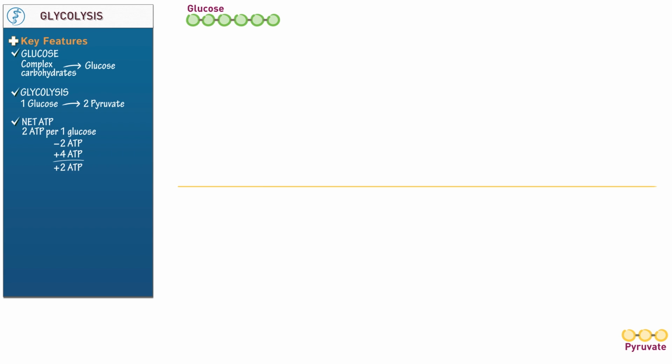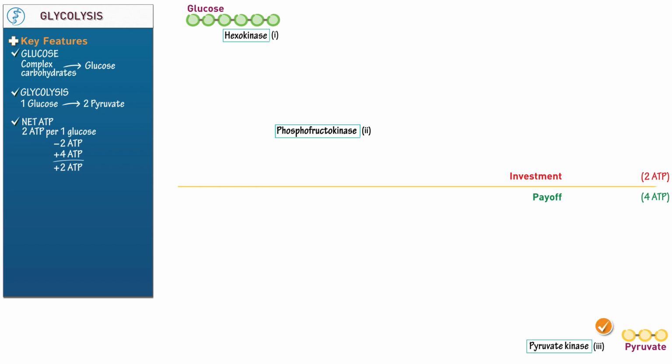Indicate that reactions above the line require an investment, 2 ATP. Indicate that reactions below the line provide a payoff, 4 ATP. We'll keep track of the accounting throughout the reaction. In our diagram, insert 3 important enzymes: hexokinase, just beneath glucose; phosphofructokinase, just above the line; pyruvate kinase, at the end of the reaction.